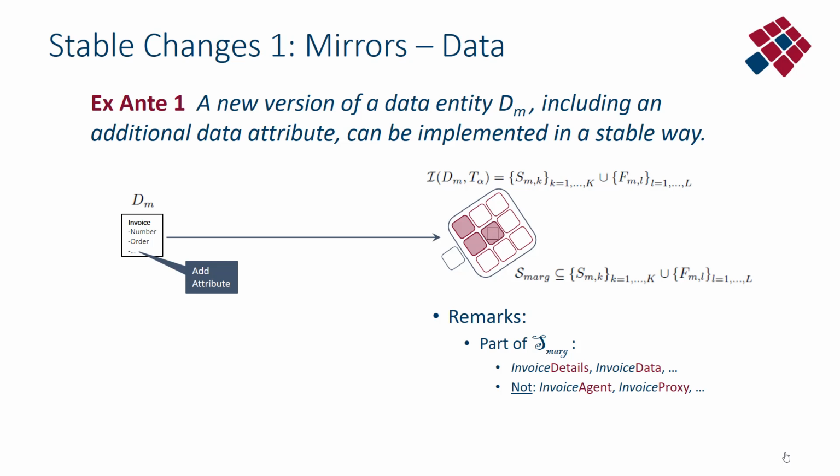Suppose that it's about data attributes, for instance. The details class representing the core data of the invoice will be impacted, and the invoice data class dealing with the persistency will be impacted, but for instance, the remote agent and proxy classes will not be impacted. So indeed, it will be a subset of the classes of the data element corresponding to the invoice.